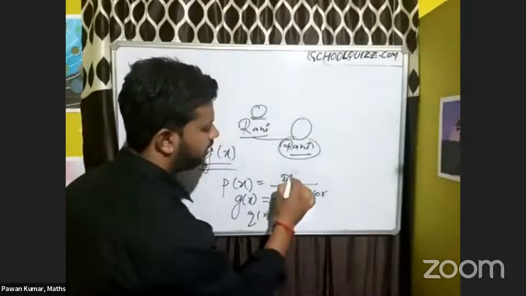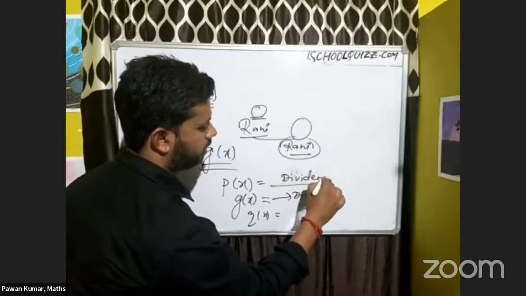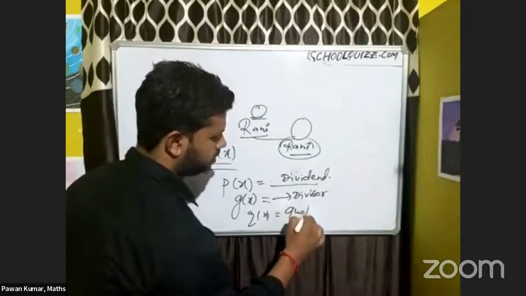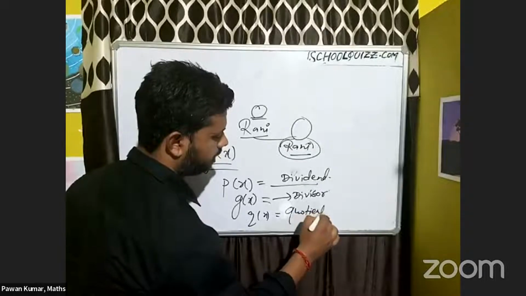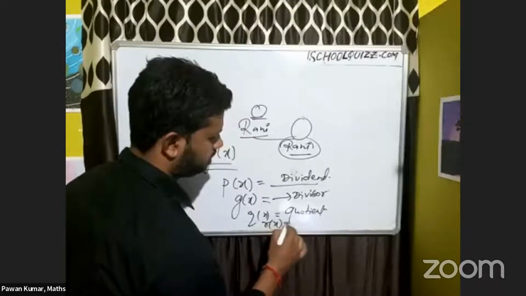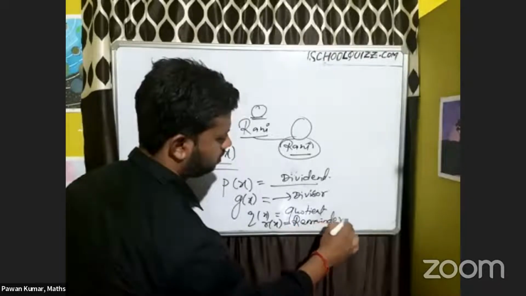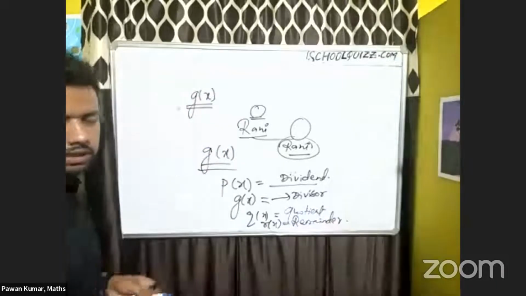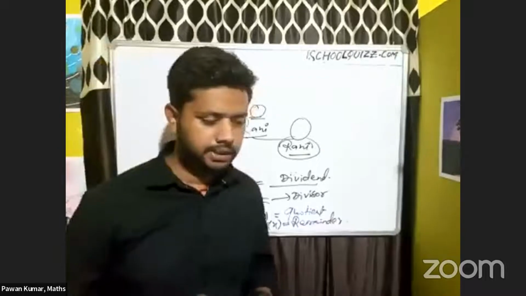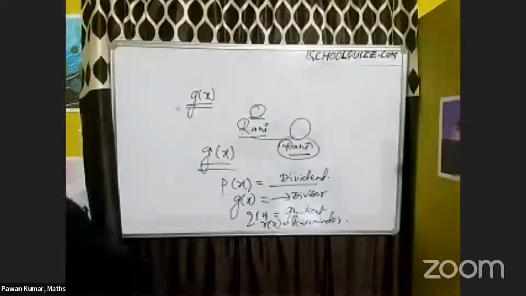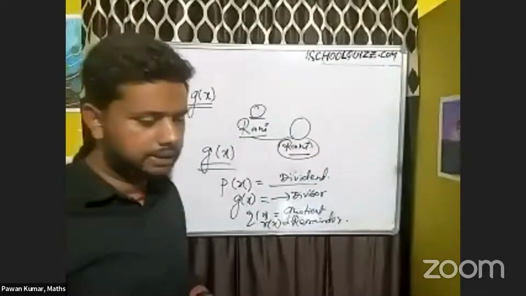This is called the dividend, and q of x they will represent as the quotient, okay, and r of x is represented as the remainder. Basically, generalized means if normally we talk about it, okay?